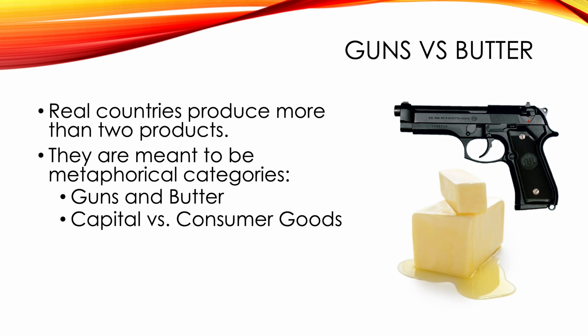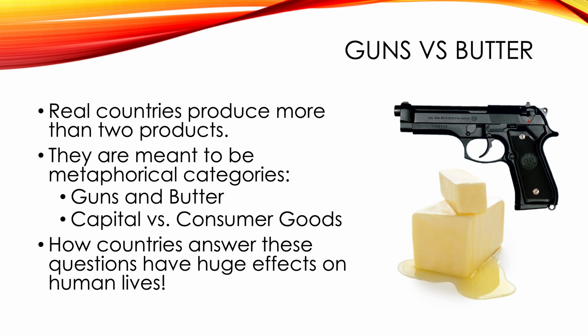Other times, it's capital versus consumer goods. Should a country focus on creating more physical capital, more tools to produce more? Or should we focus on producing consumer goods, things for the people, again, to use? One of those two things allows us to produce more. One of them is consumed and produces waste. So that's one of the questions that an economy has to answer.